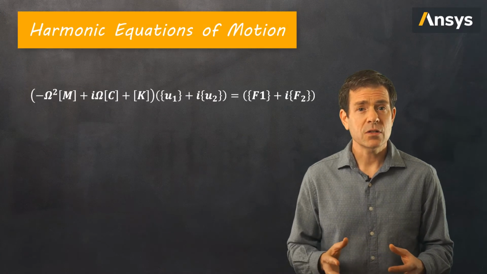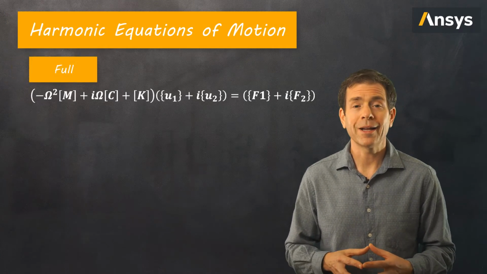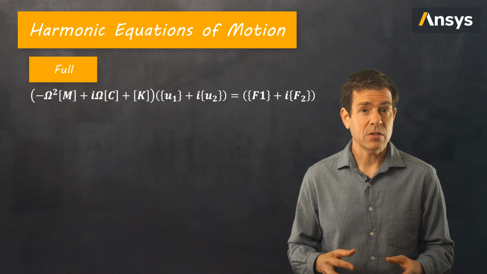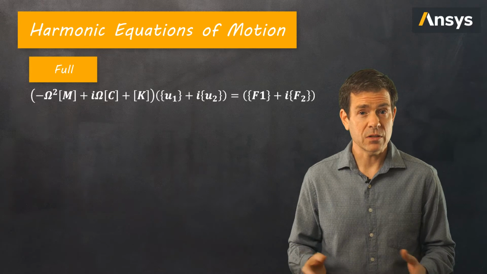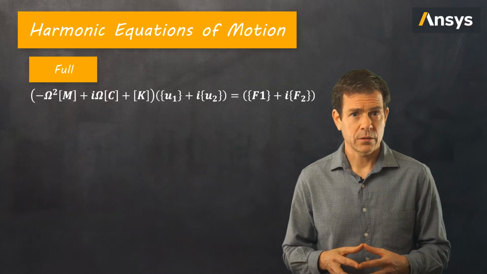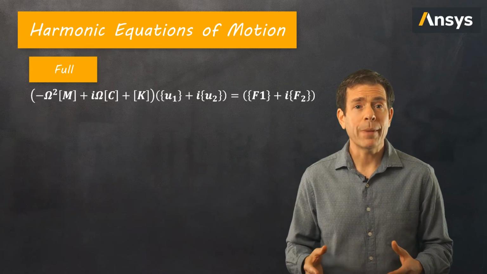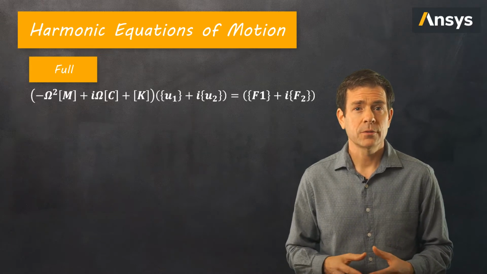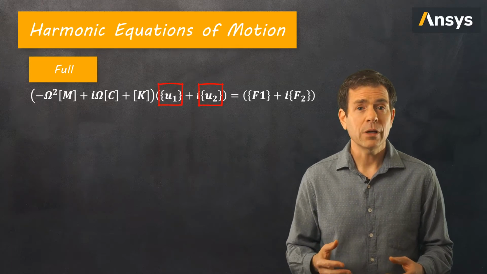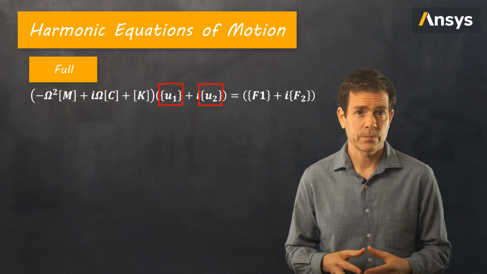The derivation of this equation will be covered in the section on harmonic analysis. But for now, we have the mass m, the damping c, and stiffness k matrices of the system. Omega is the imposed circular frequency. F1 and F2 are our real and imaginary forcing vectors. Finally, U1 and U2 are our unknowns, that is, the real and imaginary displacement vectors.